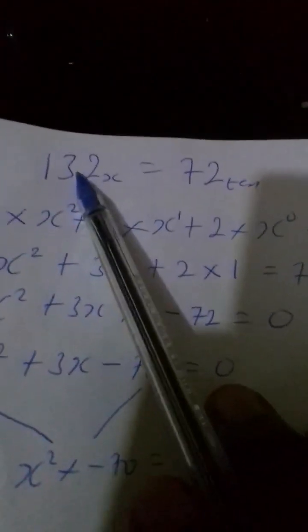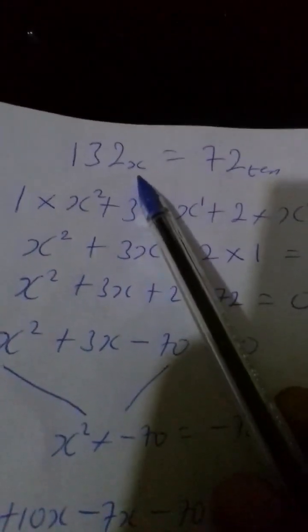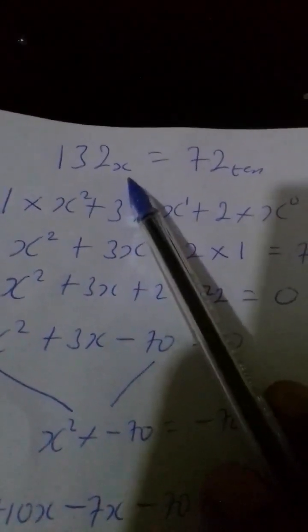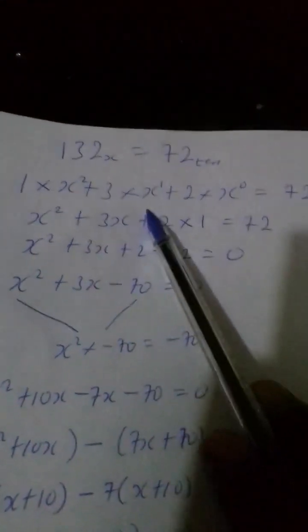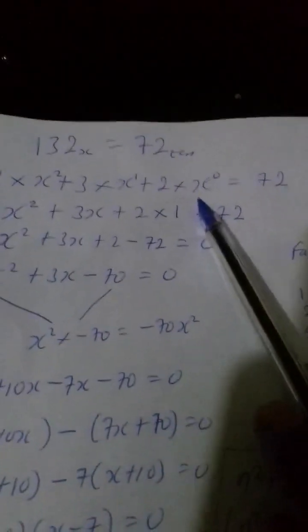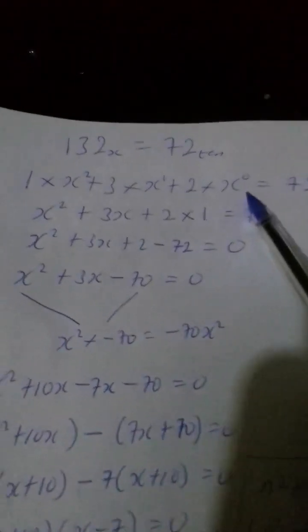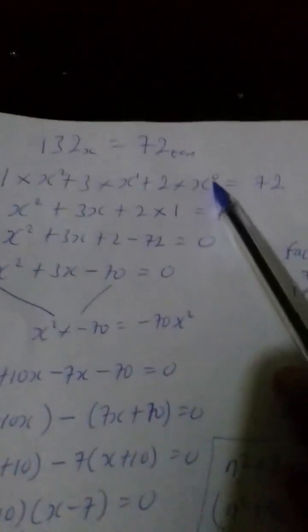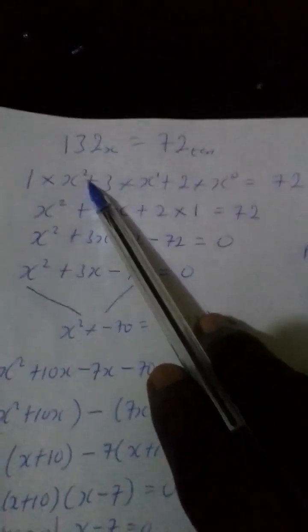And how do we change this one to base 10? You take this number, this one here, multiply by this X, plus this 3 multiplied by this X again, plus this 2 multiplied by this X. So we have 1 times X plus 3 times X plus 2 times X equals 72. Now here, you label the base X, you number the base from 0, from the end here. You label it from here: 0, 1, 2. So there are 0, 1, 2.